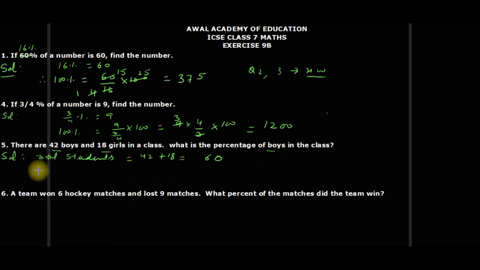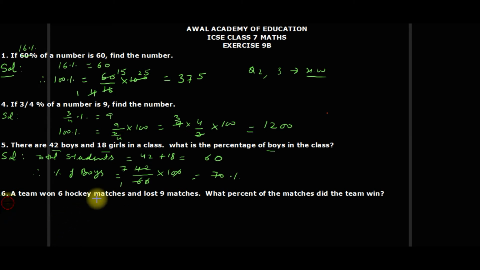So therefore percentage of boys, total boys are how many? 42 in the class of 60, multiplied by 100. 0 cuts 0, 6 ones are 6, 6 sevens are 42. Here 10 into 7, 70%. Therefore there are 70% boys in that class.